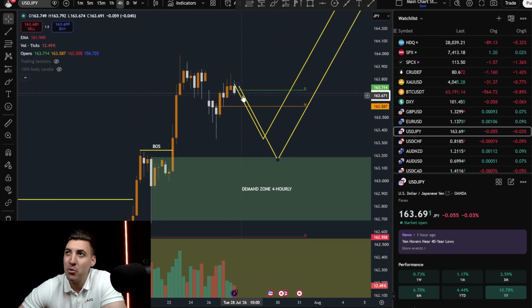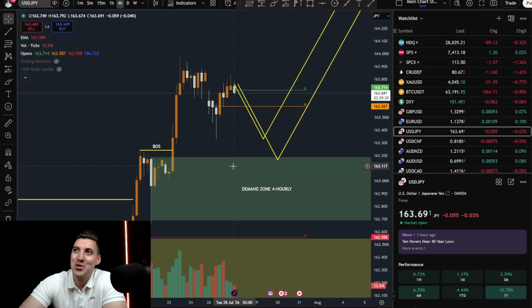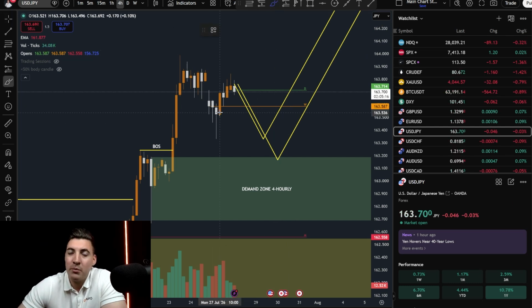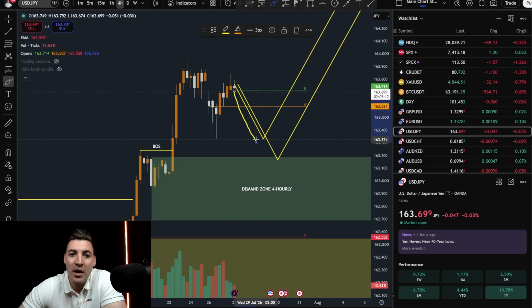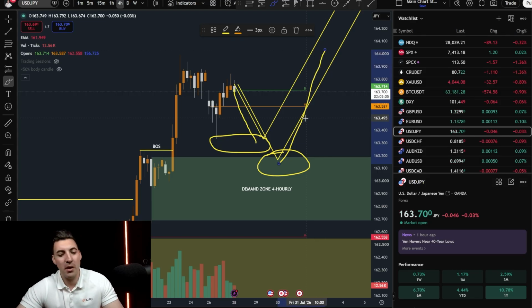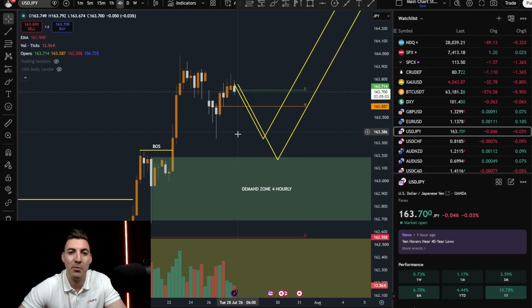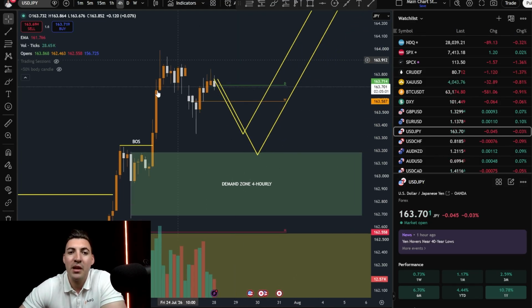How deep that pullback is going to be on JPY, considering economically they're having some very serious issues with their currency, I'm just monitoring this. I'm likely not going to trade this unless I see it come down and I see a very strong reaction here or a strong reaction here. And then I would enter into a long position, but I'm not shorting this pair at the moment. I'm just going to keep monitoring and seeing what happens.